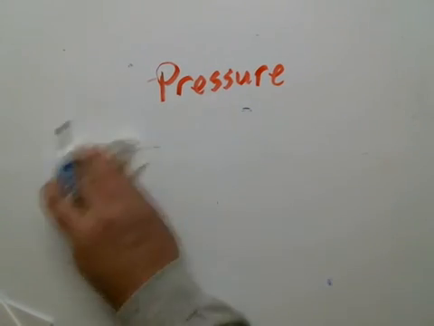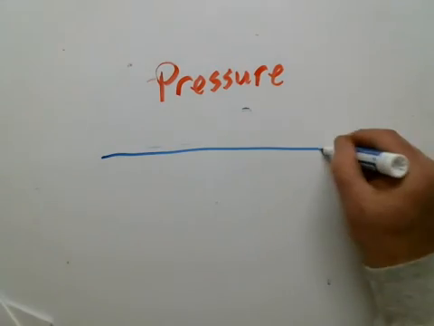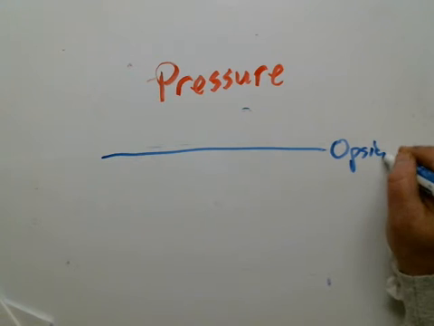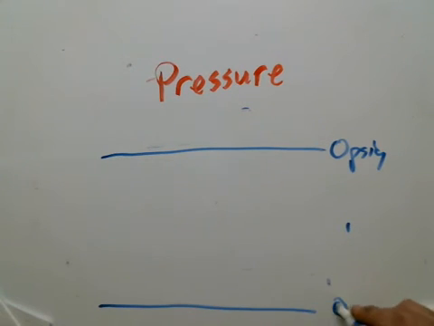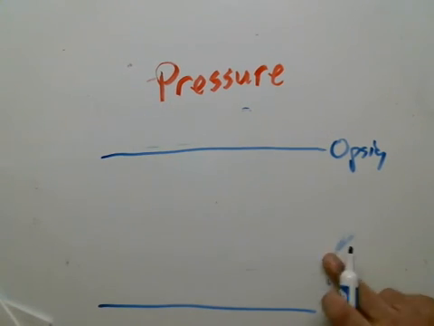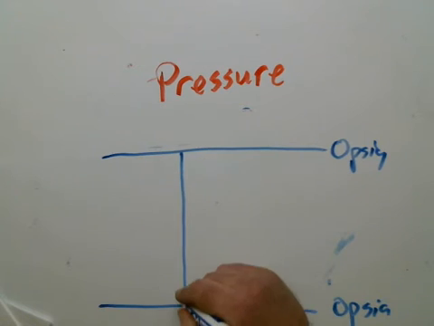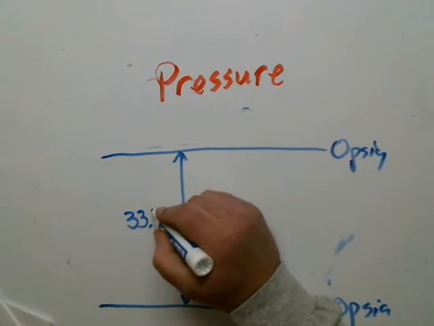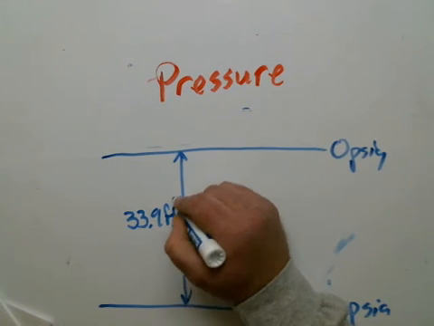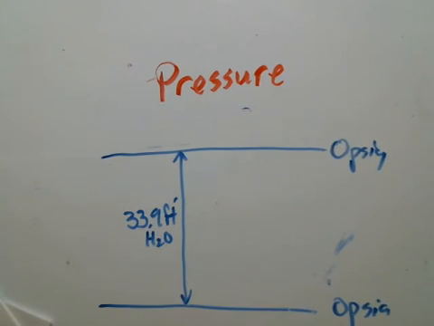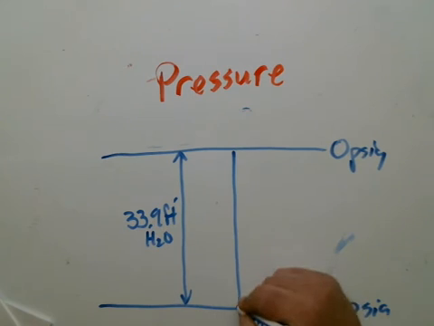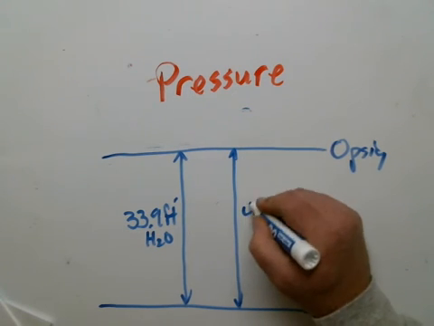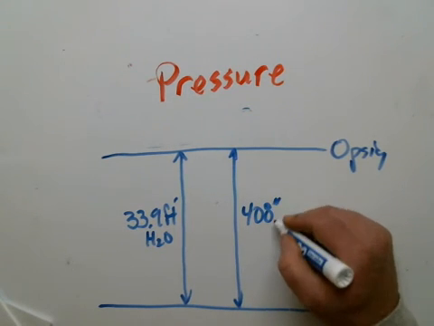If I wanted to express this in feet of water or inches of water, 0 pounds gauge, 0 pounds absolute, the distance is here to here. Atmospheric pressure would push a column of water 33.9 feet of water in the air. That distance is also about 408 inches of water.